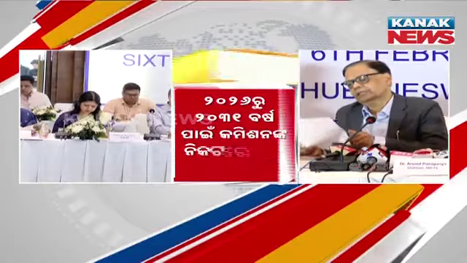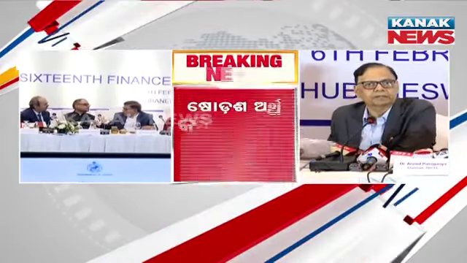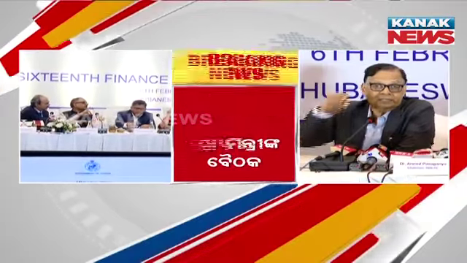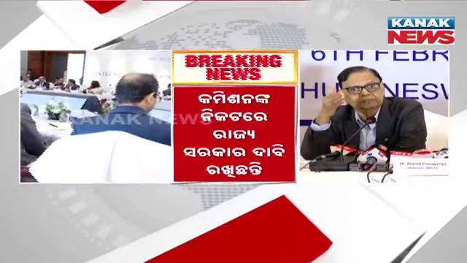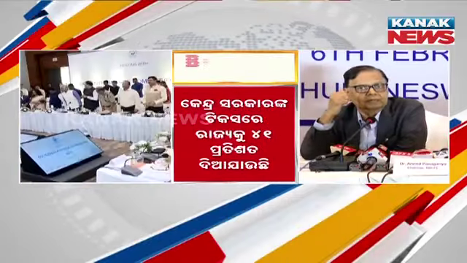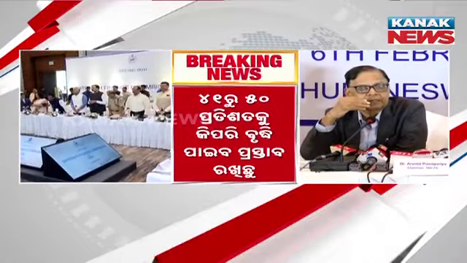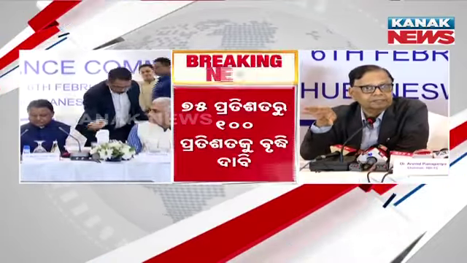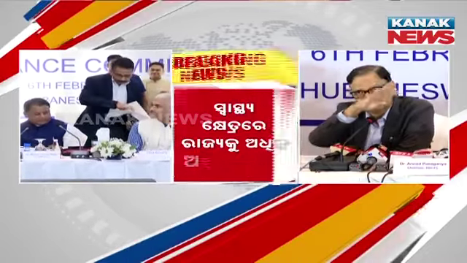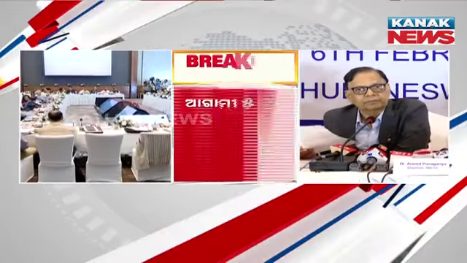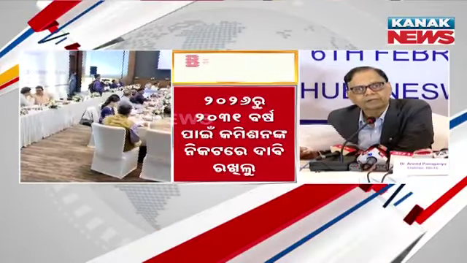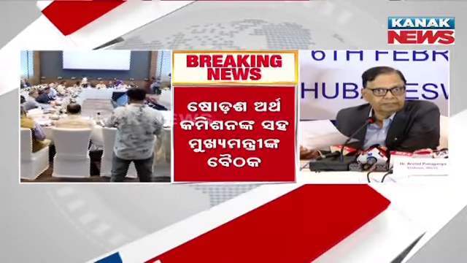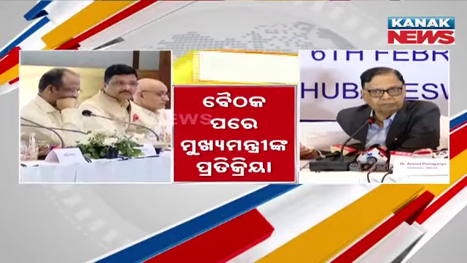So on vertical devolution, the state's recommendation is that the cesses and surcharges, to which I alluded before, which are currently levied by the central government and go directly 100% to the budget of the central government, be shared. These cesses and surcharges are constitutionally not allowed to be shared with the states, so they are not part of the divisible pool. The states' plea was that they should be brought into the divisible pool so that the states can also benefit from the revenues collected as cesses and surcharges. That was one on vertical devolution.